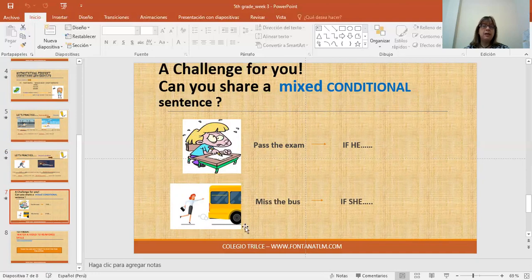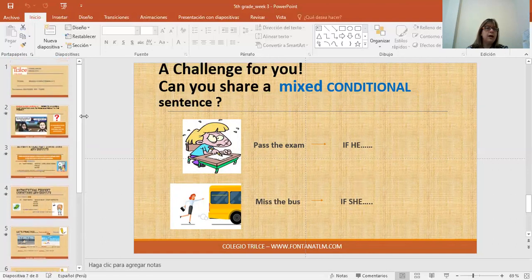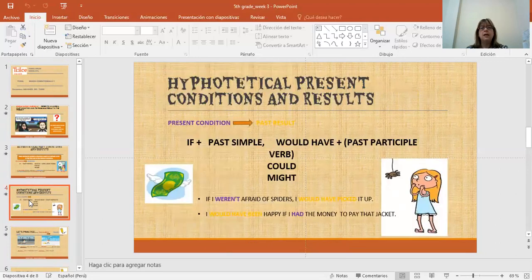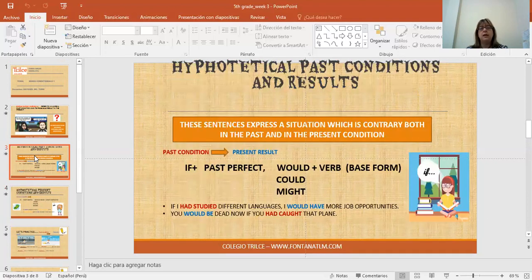Looking at the picture, right here in the second picture, we can see a woman and she's running behind that bus. What could have happened to her? So I want you to write it. I want you to practice on your own, creating. What do I recommend? I recommend you to go back and look at the first conditional, past condition, present result.